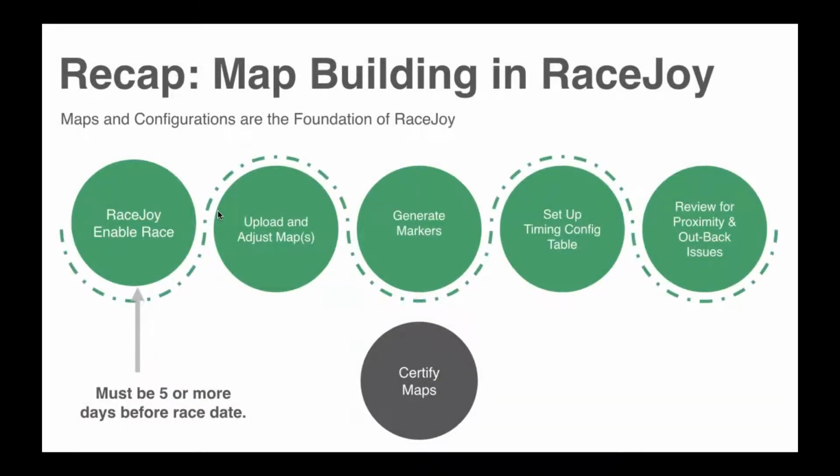So just a quick recap of the map building process. You'll enable your race, and then you'll upload and adjust your course maps, generate your markers, set up your timing configuration, review for proximity and out and back issues, and then certify your race.